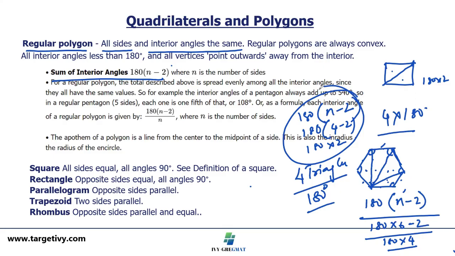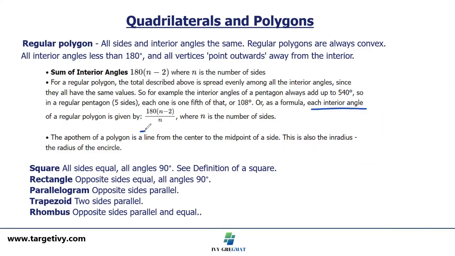So if I know this formula, then for each of the interior angles, what is each interior angle? It is 180 into n minus 2, which is the summation, divided by the number of sides. Okay? So we'll remember this one formula, which is good enough to do our calculations.